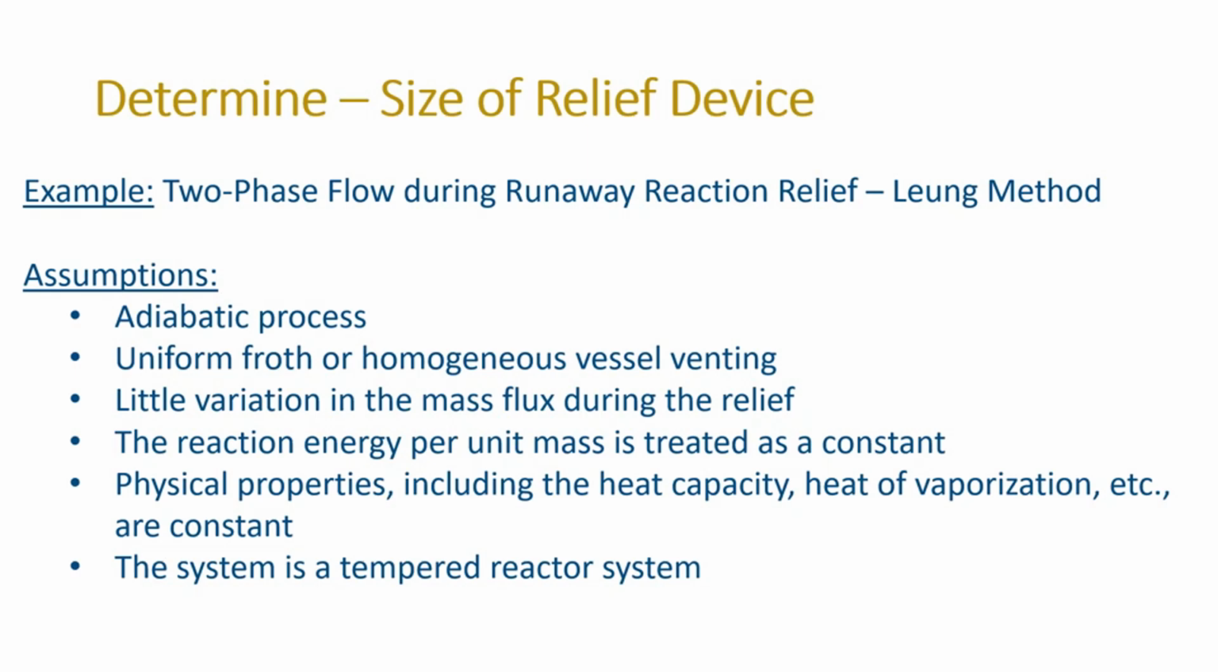A final assumption is that the system is a tempered reaction system. That's because there's liquid in the reactor, and that liquid is volatile. It vaporizes during the relieving process. As that fluid vaporizes, energy is removed due to the heat of vaporization, and that heat removal tempers or balances the rate of temperature rise in the reactor due to the runaway reaction. So these are the assumptions that are built into the equations. Now let's look at what those particular equations are.